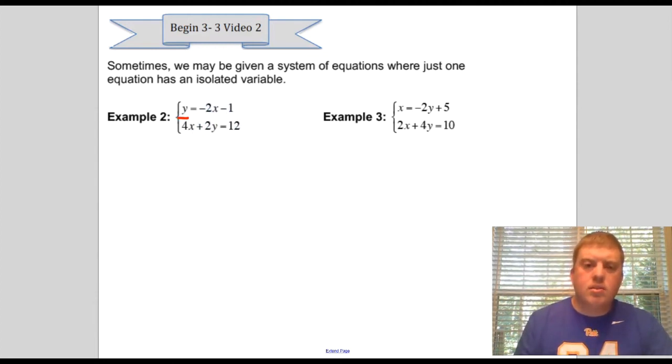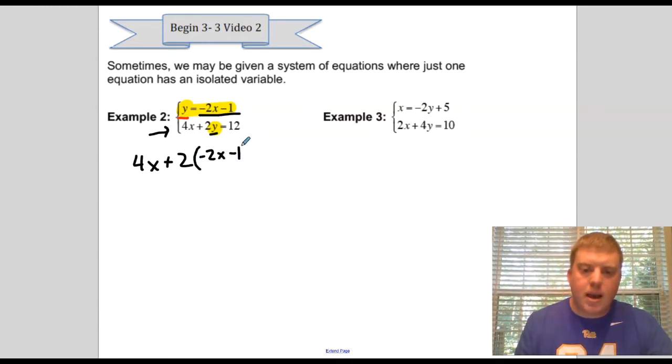I'm still going to use the same substitution property, however. I'm going to go to the equation that is not solved, the 4x plus 2y equals 12, and write that equation out. However, when I get to my variable that is solved by itself, which in this problem was the y, I'm going to replace that y with what y was equal to. So instead of putting the y here, I'm going to replace that with the negative 2x minus 1. And then I'm going to follow with the rest of the equation, equals 12.